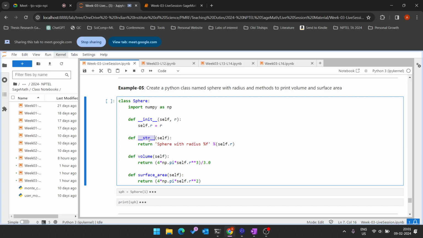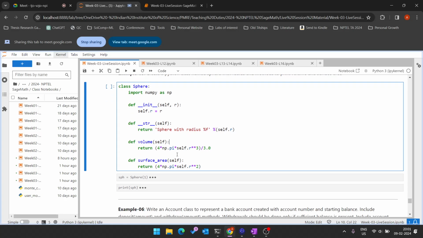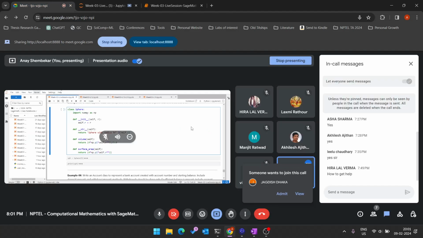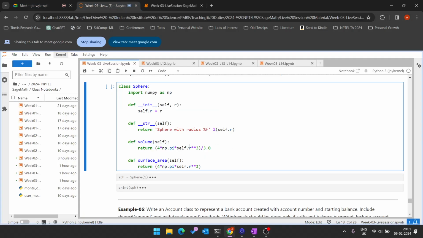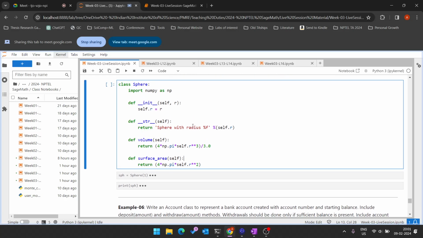The double underscore str double underscore function, which is what we obtain when we do a print of a sphere object, will return something of the form 'Sphere with radius self.r'. The percentage f acts as a placeholder for a floating point number. Next, you have the method for volume, and you also have a method for surface area. So the volume is 4/3 pi r cubed, and the surface area is 4 pi r squared.